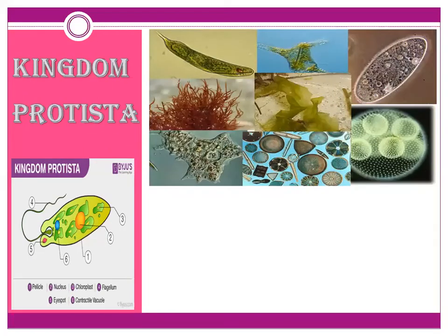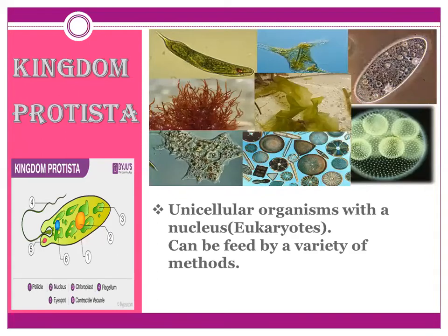The next kingdom of Robert Whitaker is Kingdom Protista. So in Kingdom Protista, what type of living organisms are there? Number one is unicellular organisms with a nucleus. Here again you will place all the unicellular organisms, but they have a nucleus. All the living organisms that have a nucleus are considered eukaryotes. So living organisms without the nucleus are placed into the kingdom Monera, and the living organisms with a nucleus are in kingdom Protista.